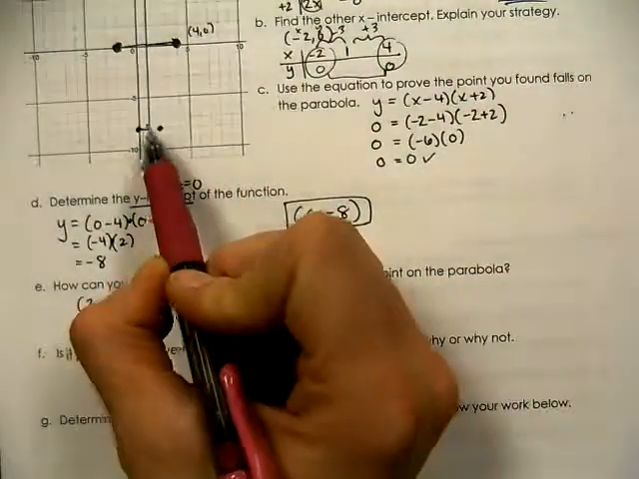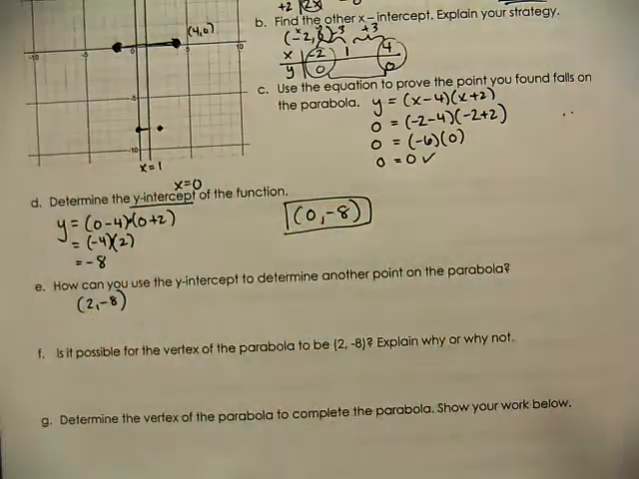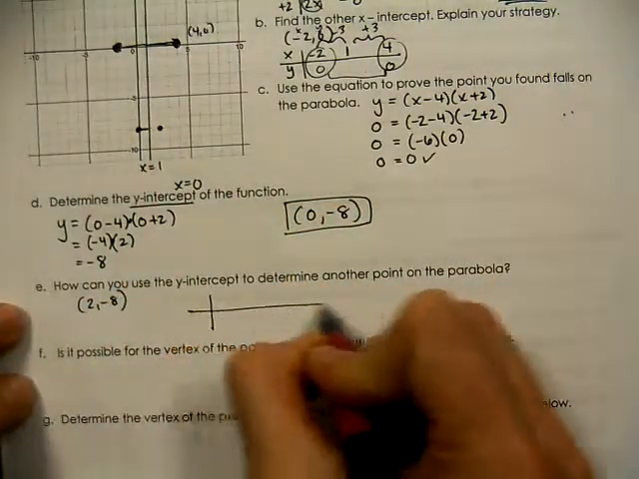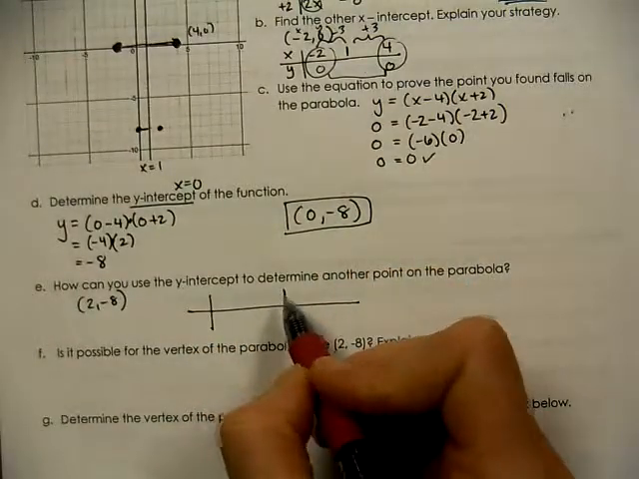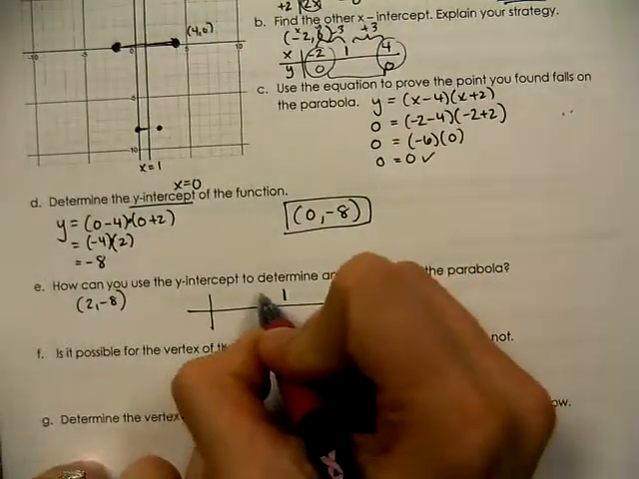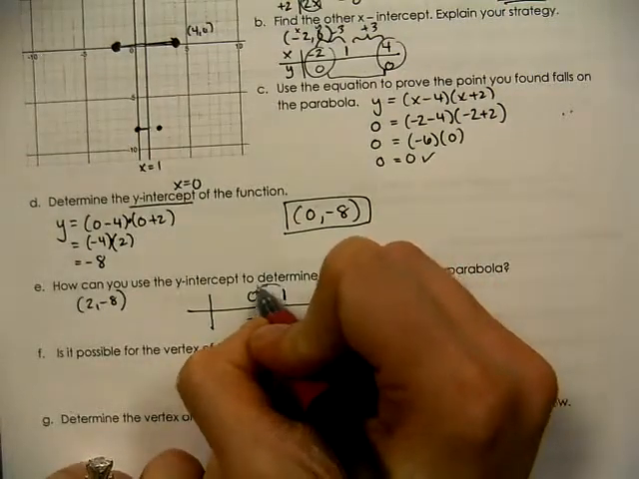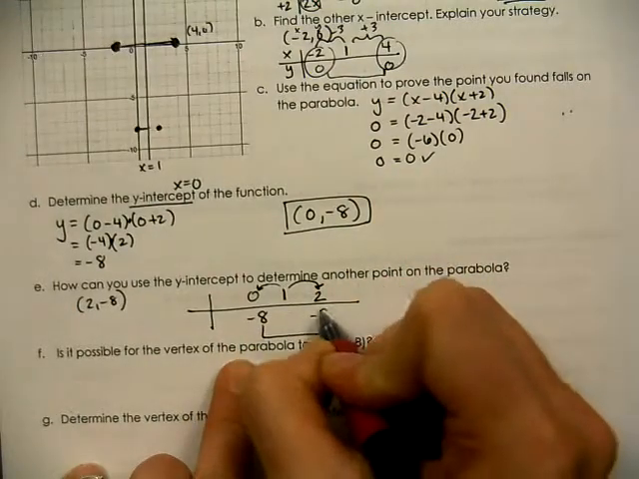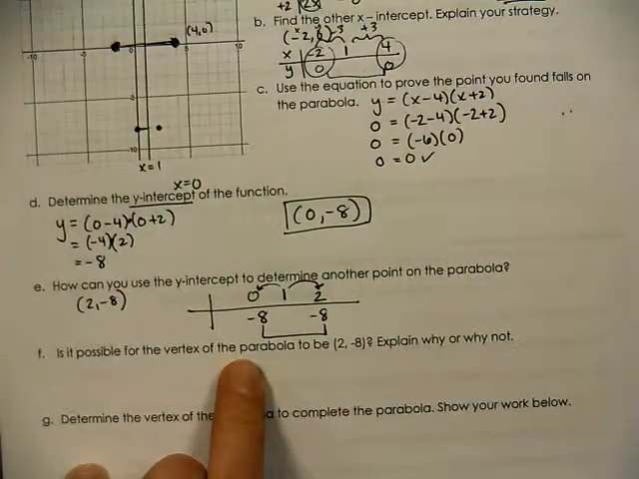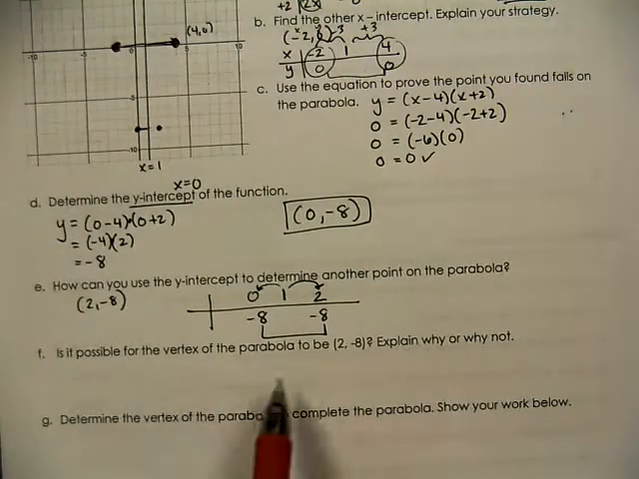So you could talk about how you are 1 unit to the left of the axis of symmetry and you need to go 1 unit to the right. Again, the other way to look at that is the table. If you know that the axis of symmetry, we're going to be symmetrical about 1, and I know that we have 0, -8, then if I'm 1 to the left, I'd have to go 1 to the right, 2, and it should be symmetrical, -8 as well. So there's another point.